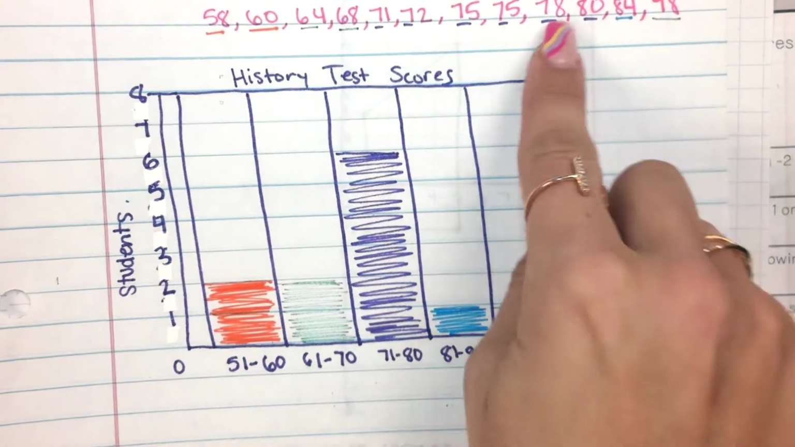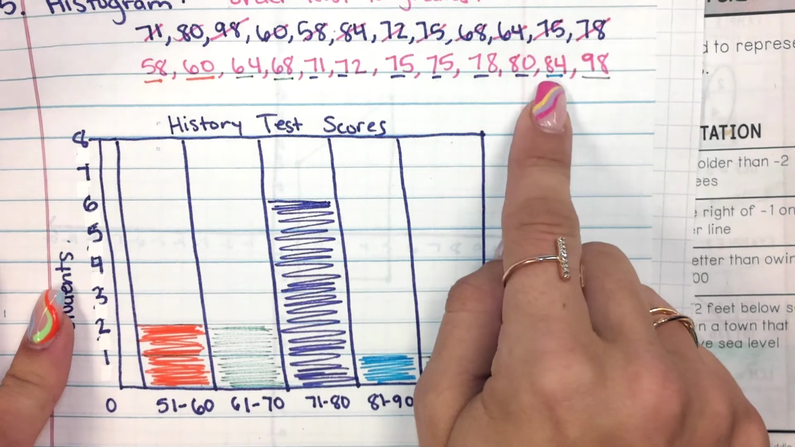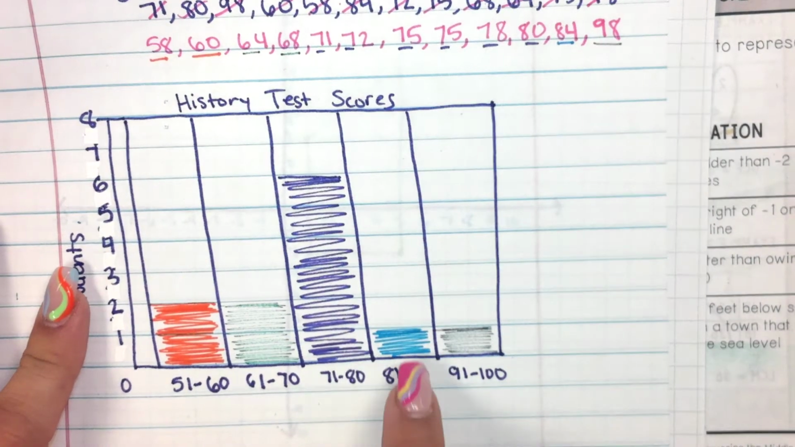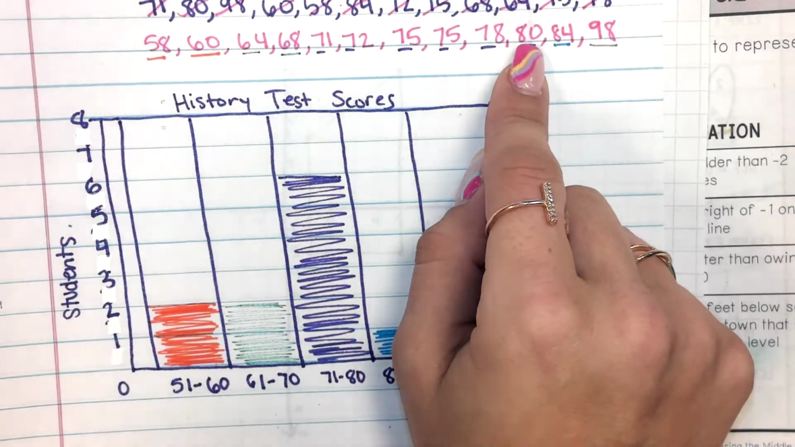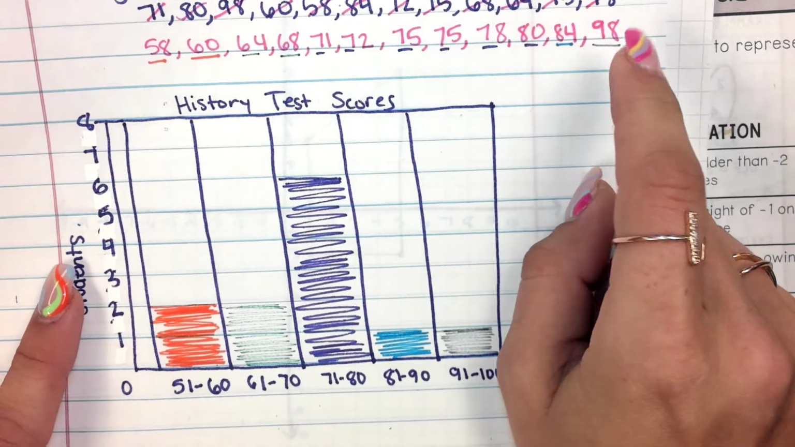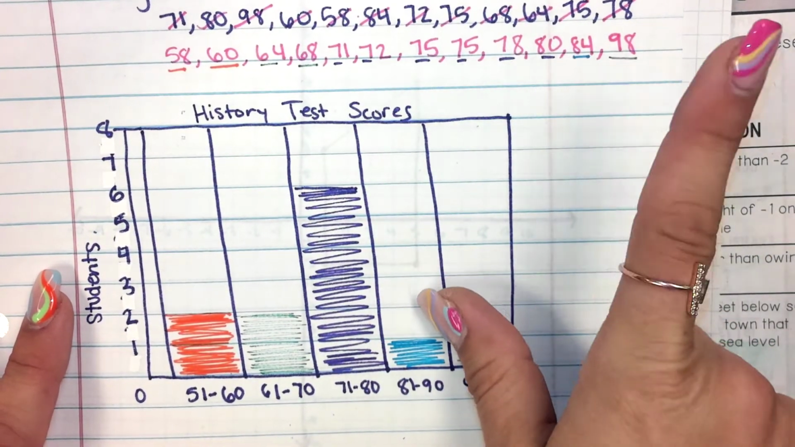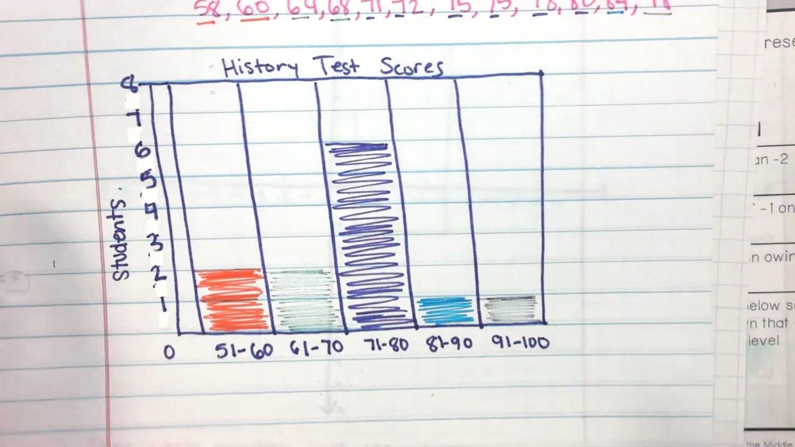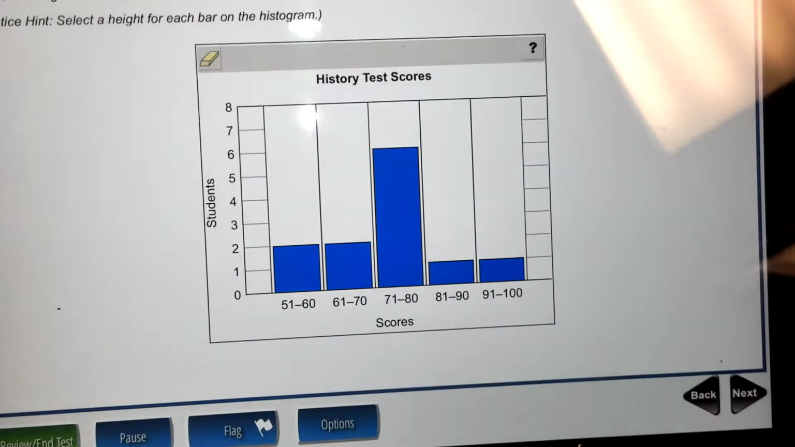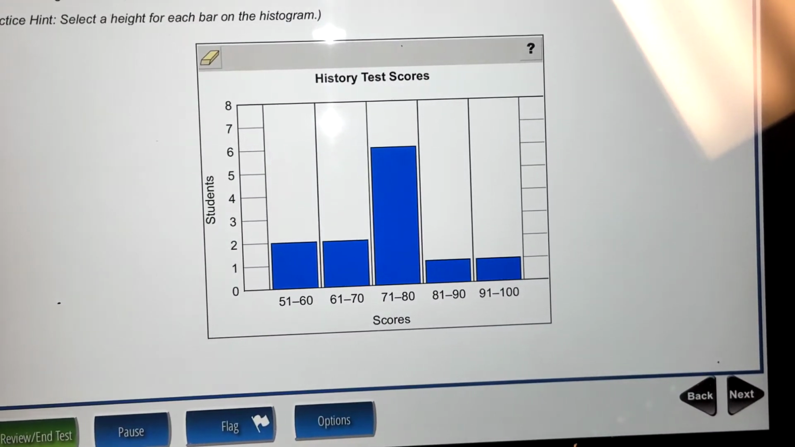From 81 to 90, how many are there? Just 1. Because 80 counts for the 80, not the 81. Okay, so then we have how many left for the 91 through 100? Just 1. So these only go up to the 1. So your histogram should look like this. Does anybody have any questions about that? It's pretty easy.